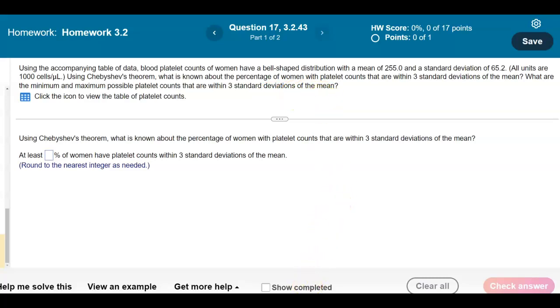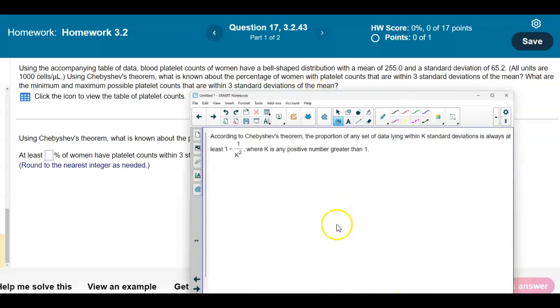So, first thing is that according to Chebyshev's theorem, the proportion of any set of data lying within k standard deviations is always at least 1 minus 1 over k squared, where k is any positive integer or number greater than 1. So, in our question, it says that we are 3 standard deviations of the mean. That means within 3, that means k is going to equal 3.